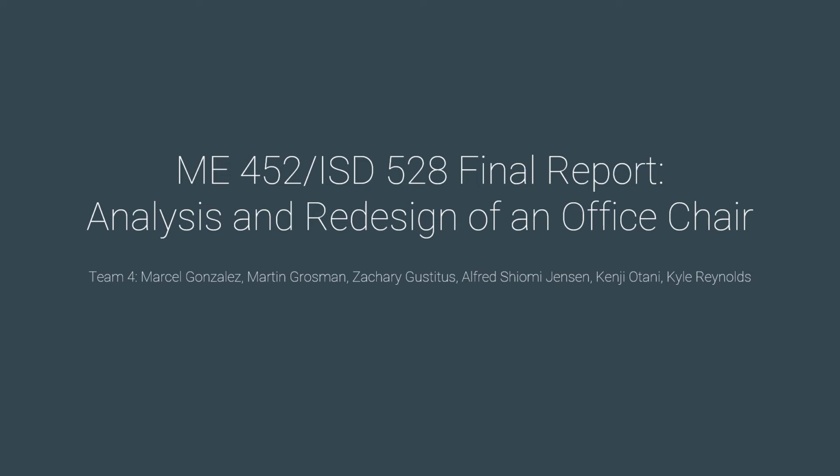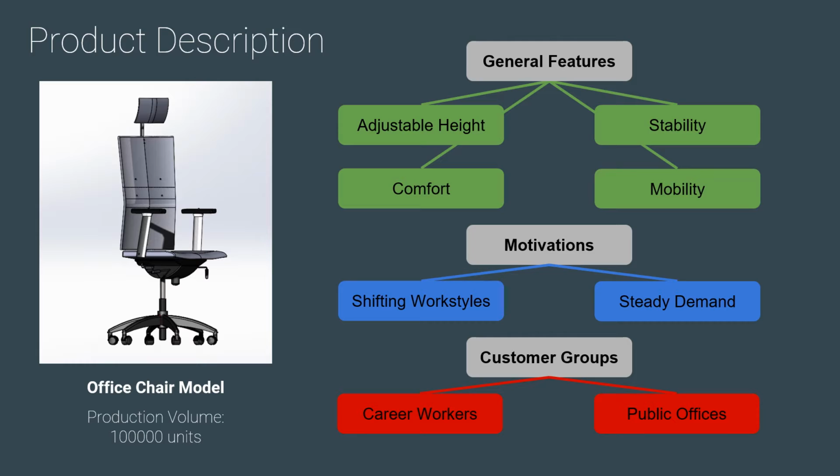This is Team 4, Analysis and Redesign of an Office Chair. We chose a chair with the general features of adjustable height, stability, comfort, and mobility. Our motivations for choosing such a chair are shifting work styles to favor at-home work and steady demand for chairs across the world. Customer groups include career at-home workers and public offices.